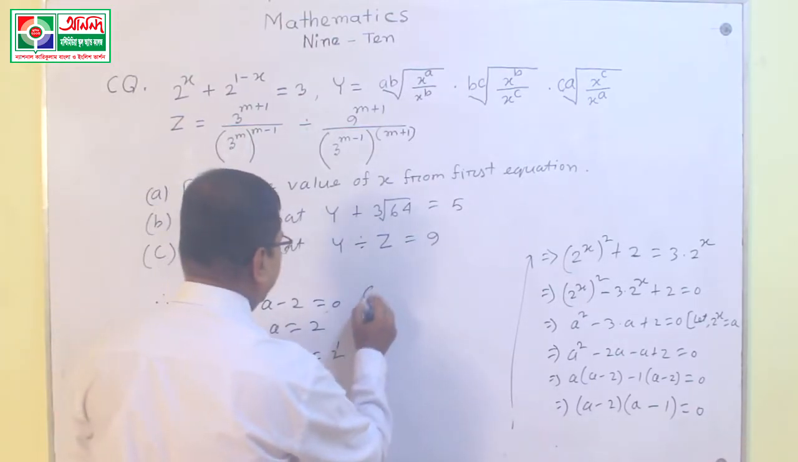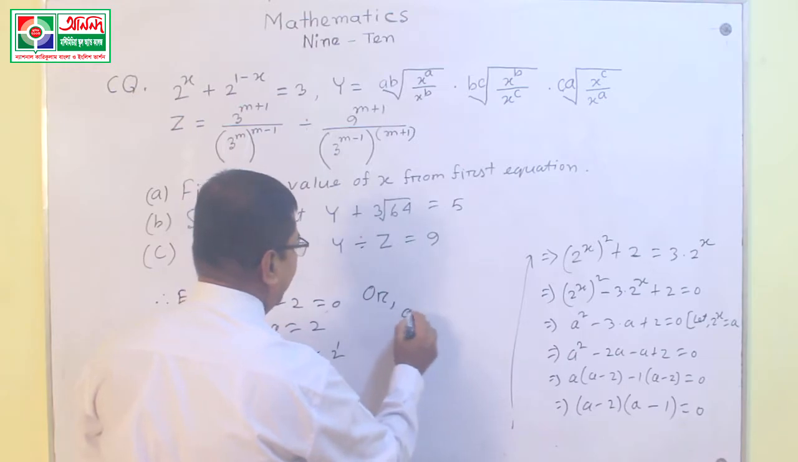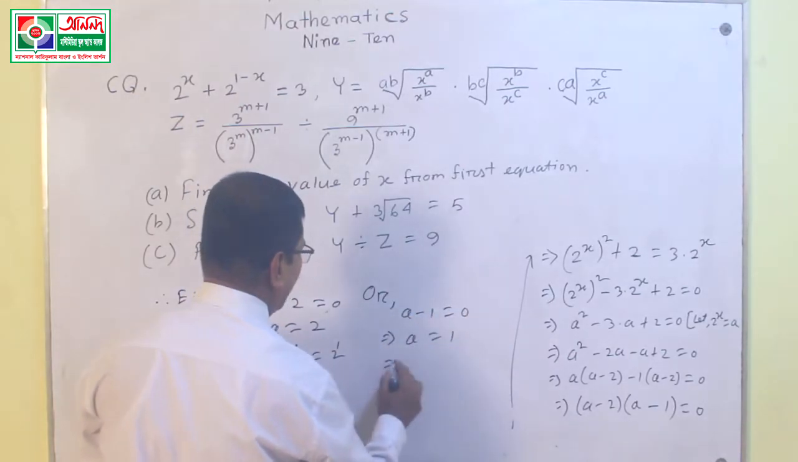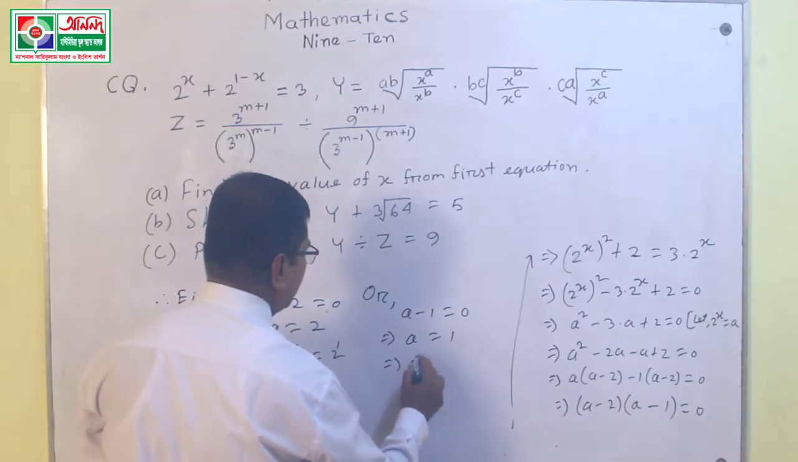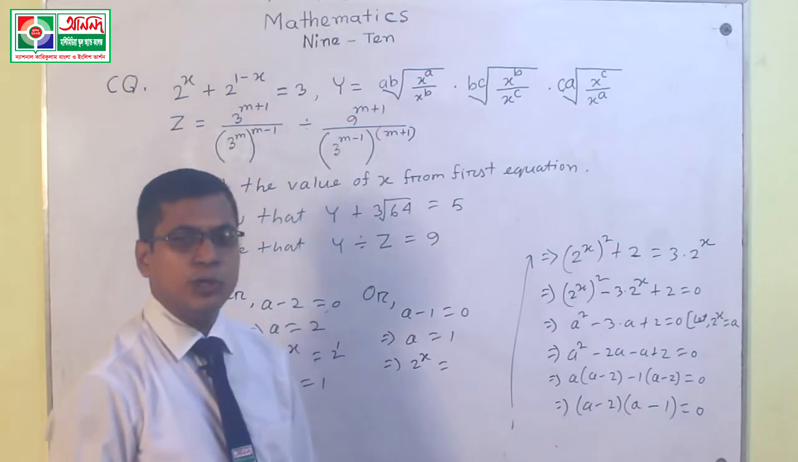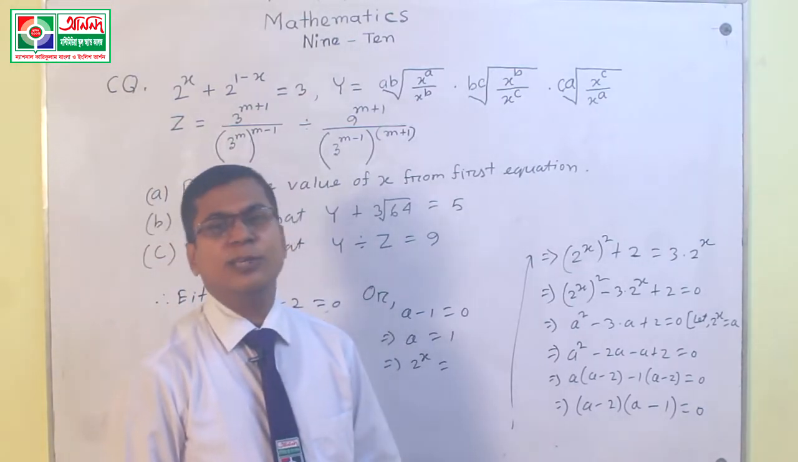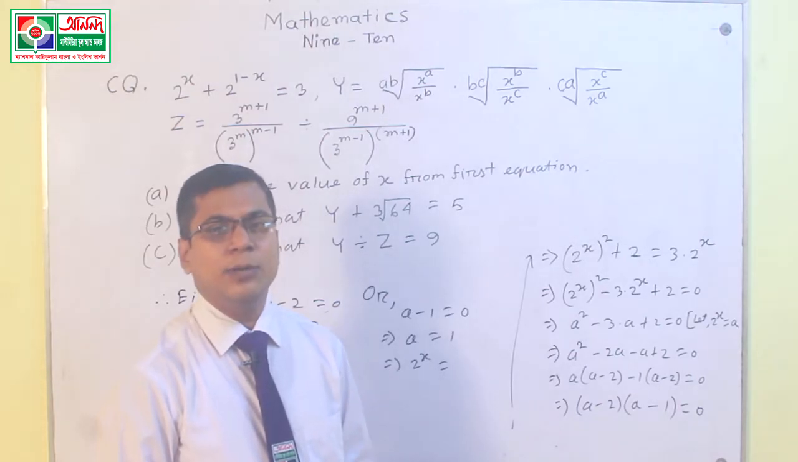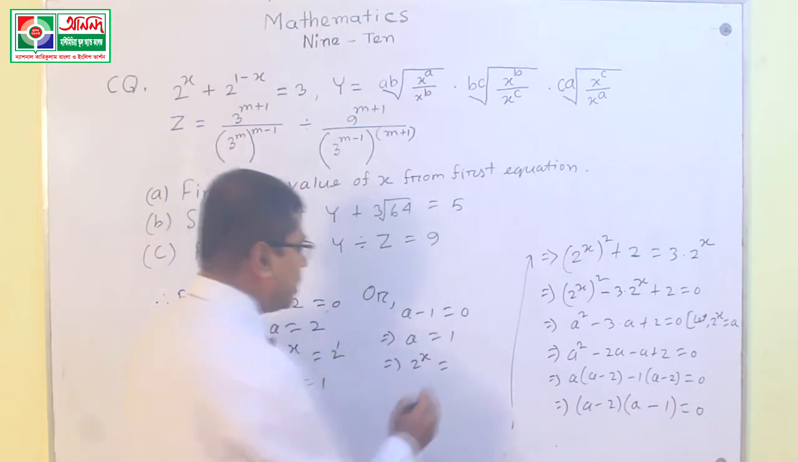On the other hand we can write here a minus 1 equal to 0 or a equal to 1, or you can put the value of a, 2 to the power x equal to 1, you can write here 2 to the power 0, because in the left hand side of the equation the base is 2, so you can write 1 in the form of 2 to the power 0.